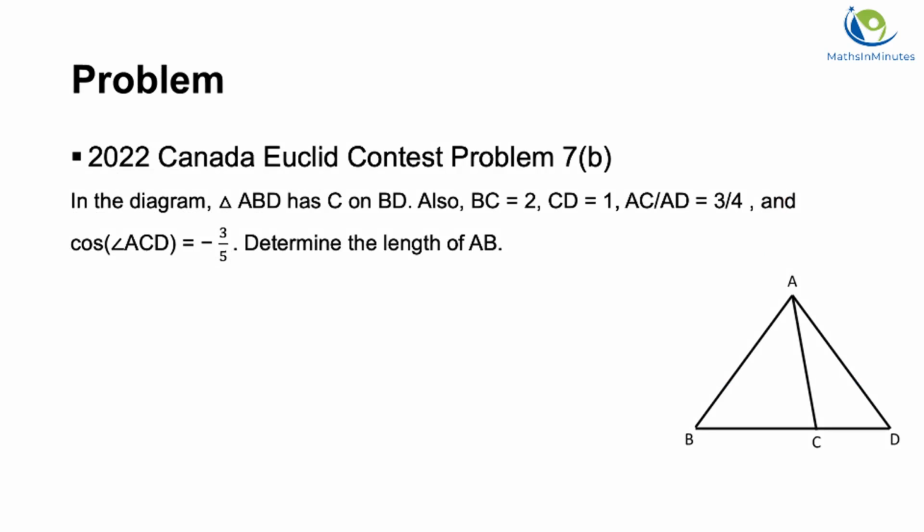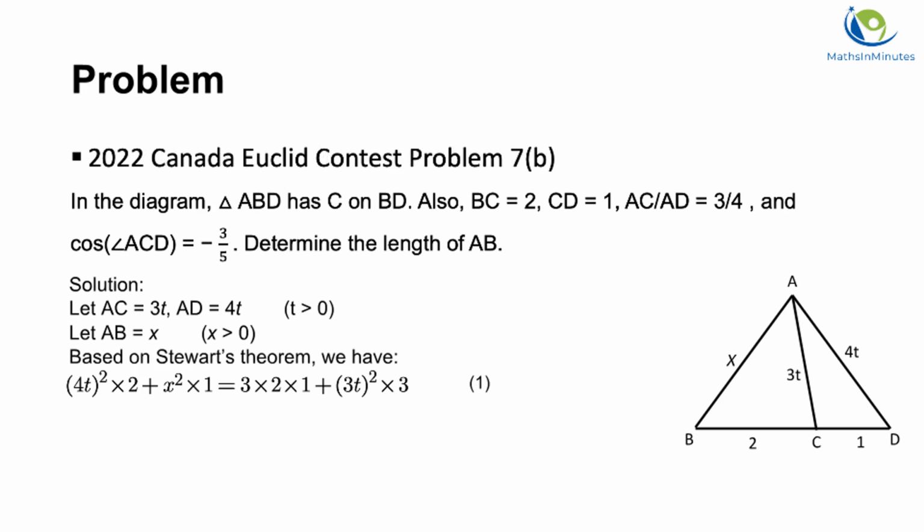Please pause the video and read the problem. In this problem, it is given that the length of BC is 2 and the length of CD is 1. Since the ratio between AC and AD is 3/4, we let AC be 3t and AD be 4t, where t is a real number greater than 0. We also denote AB as x.